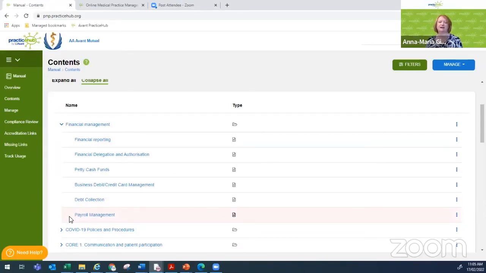Do we need any specialised knowledge to customise these policies for your practice?